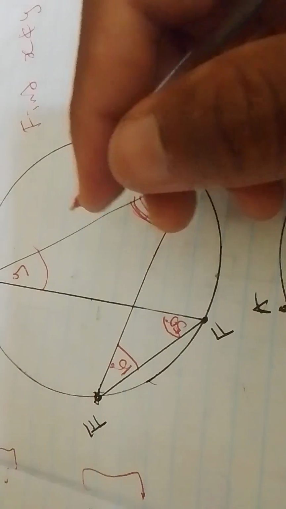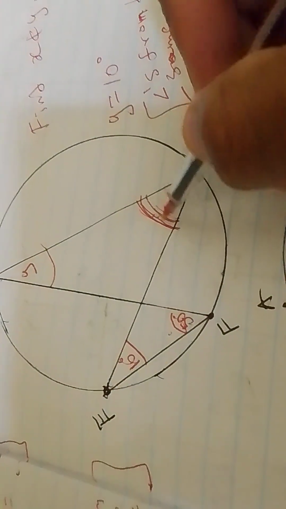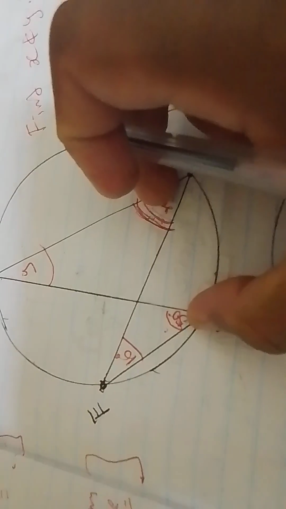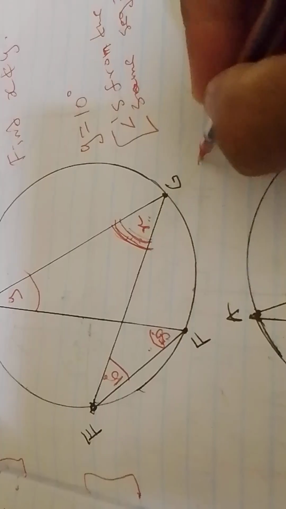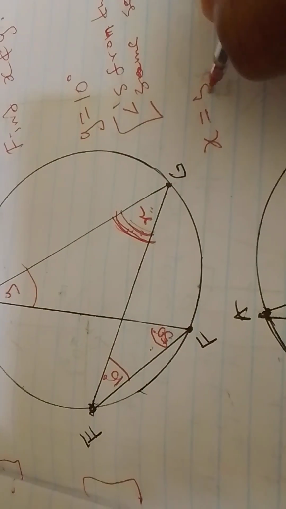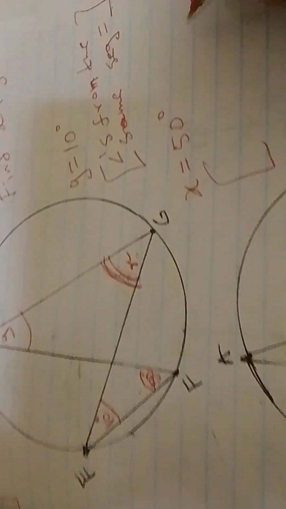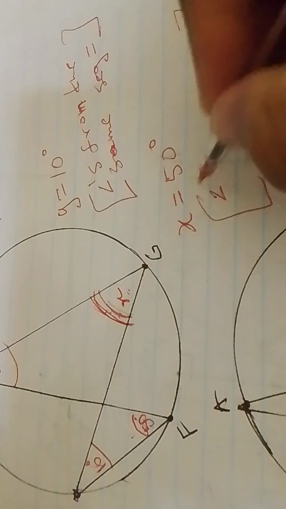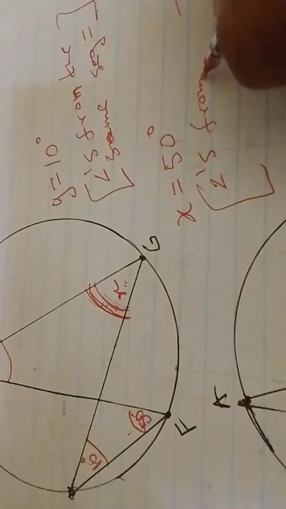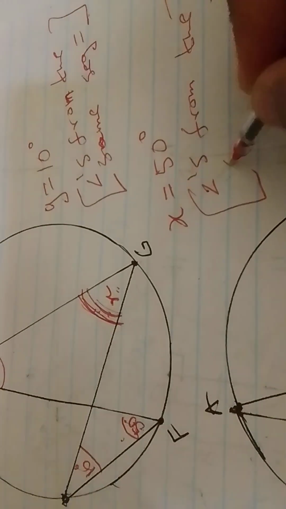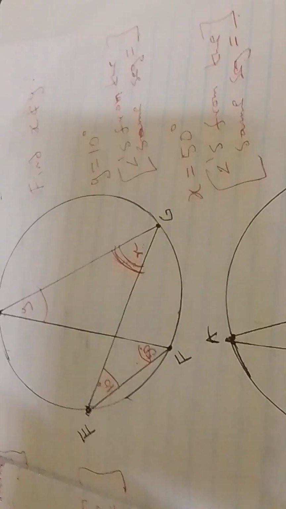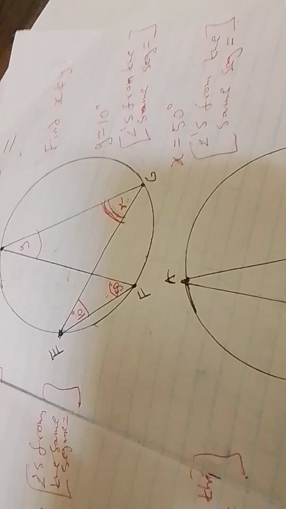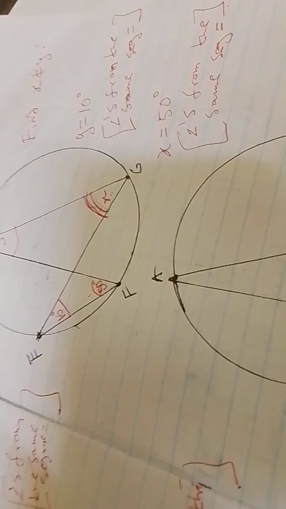So here again, we have 50 here, which means this one should also be 50, because angles from the same segment. So I can say angle X is equal to 50 degrees, and then we write the same reason, which is angles from the same segment are equal. So even here it also applies. So hopefully I'm making sense. This theorem is very easy.